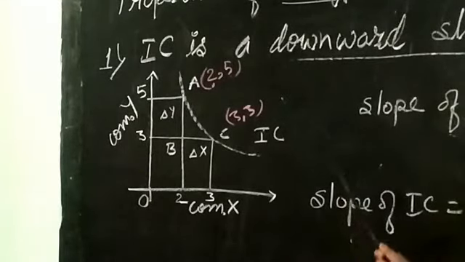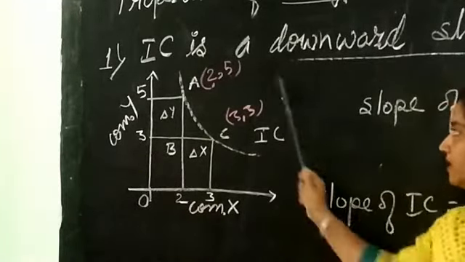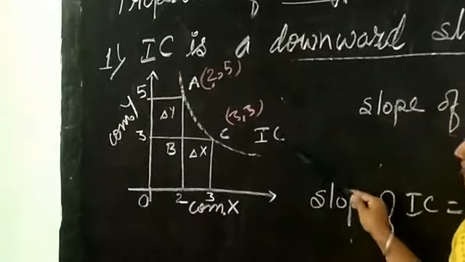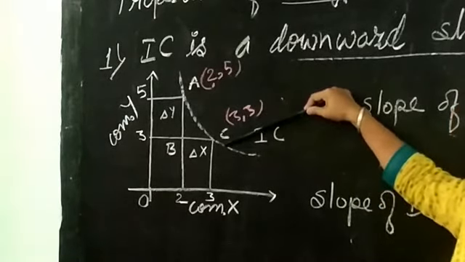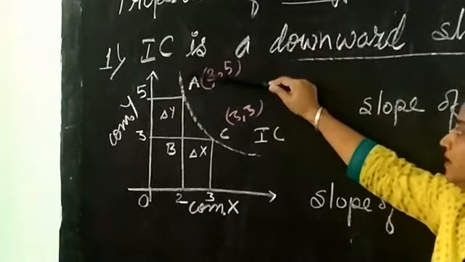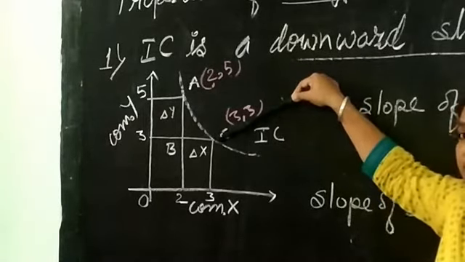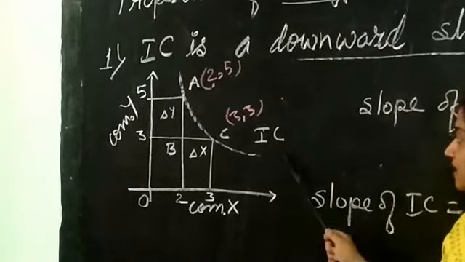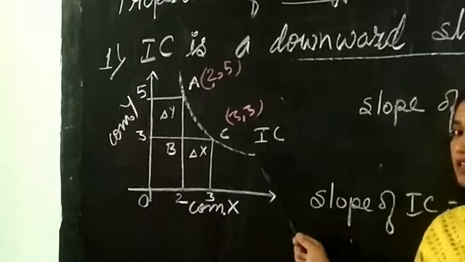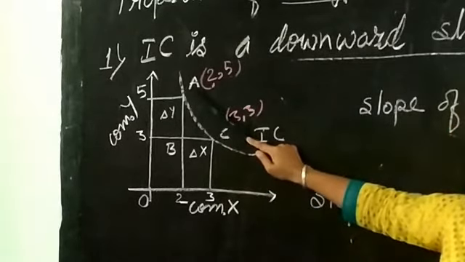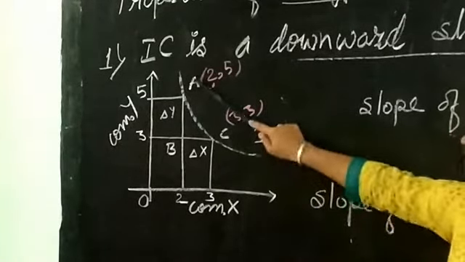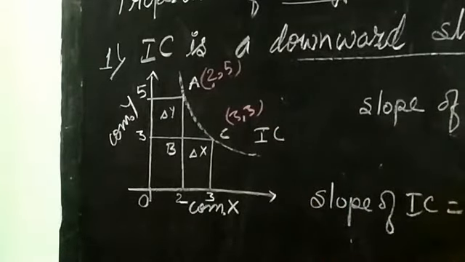Indifference curve slope can be easily understood with the help of this graphical presentation. In this graph, this is the indifference curve and this is combination A, this is combination C. At A and C, the consumer is getting equal satisfaction, as this is the condition for an indifference curve: any combination on it will give equal satisfaction to the consumer.